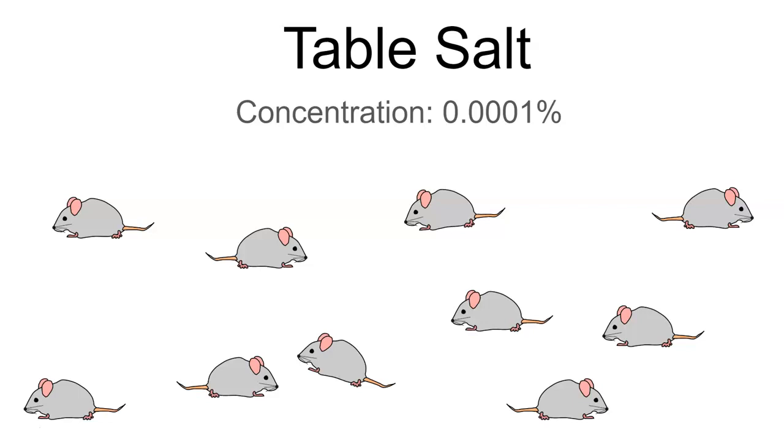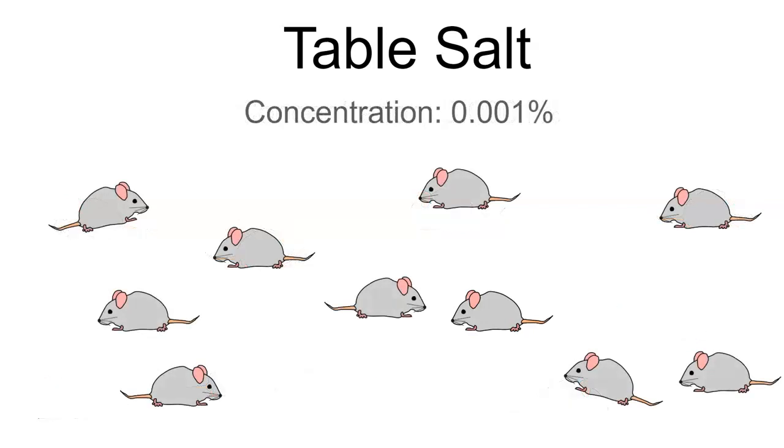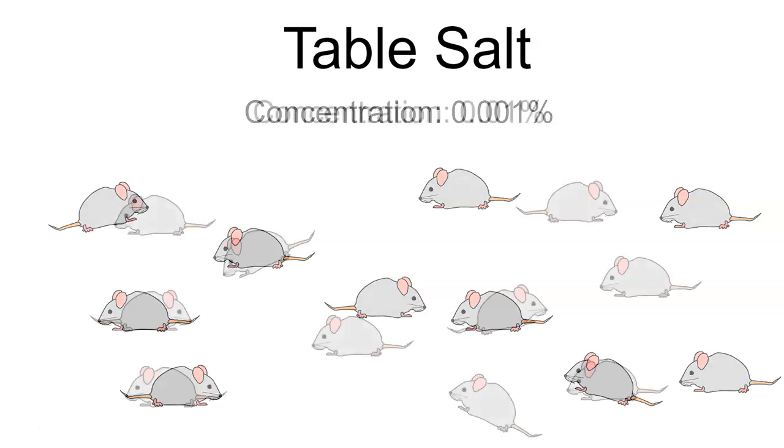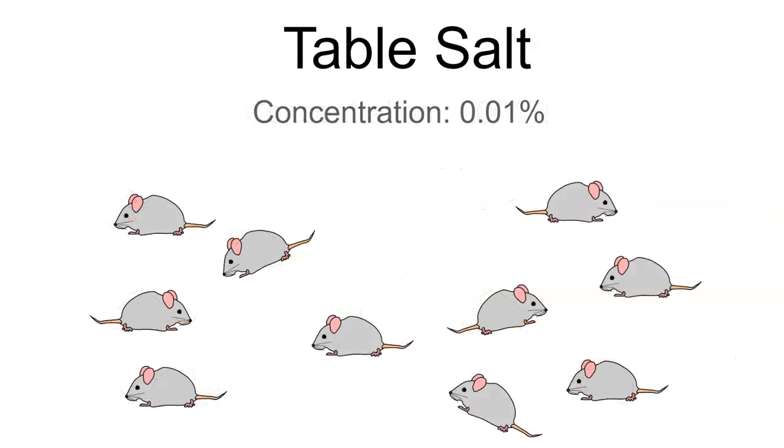If we look at concentration 0.0001%, no mice have died. At 0.001%, still no mice have died. At 0.01%, no mice have died. Table salt, our bodies and mice are really good at being able to eliminate excess salt just through urinating or your brain telling you that you're thirsty. So table salt isn't as toxic as you might think.